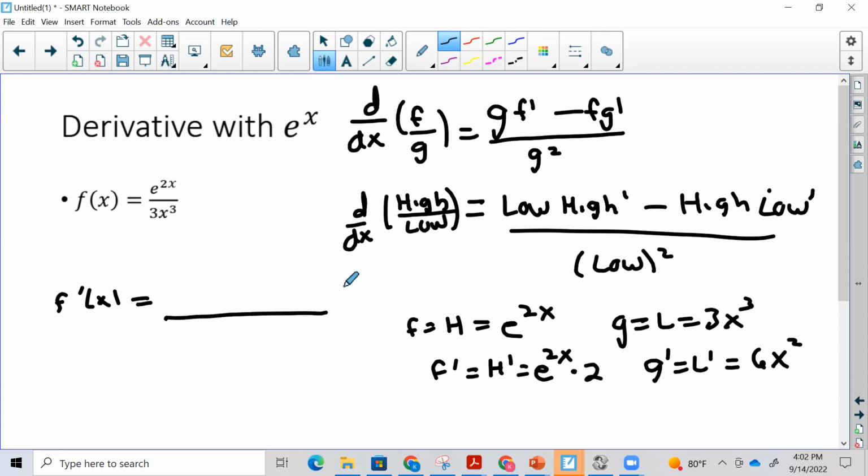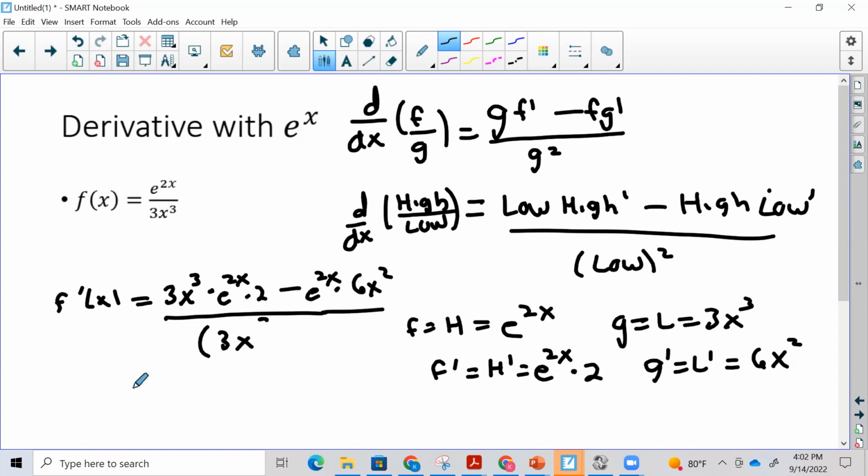So we do the low, and I wrote this backwards, so I'm going to start with this g. The low, I usually put it first, sorry about that, is 3x cubed times the derivative of the high, which is e to the 2x times 2, minus the high, which is e to the 2x times 6x squared, and then all over the low squared, which is g, which is 3x cubed squared.